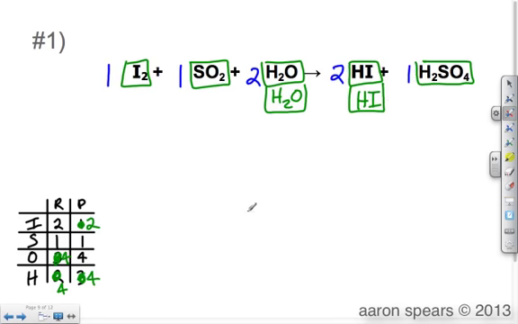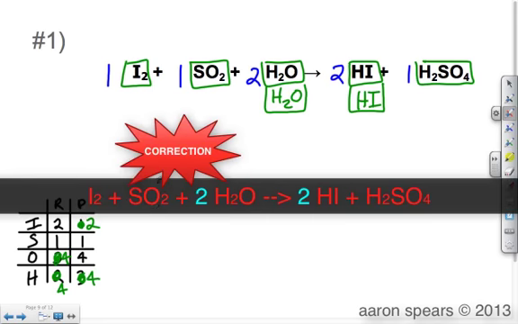As I finish up my work here and write out the balanced chemical equation, I'm going to leave off the boxes and coefficients of 1. And so my final answer is I2 plus SO2 plus 2 H2O yields 2 HI and H2SO4.